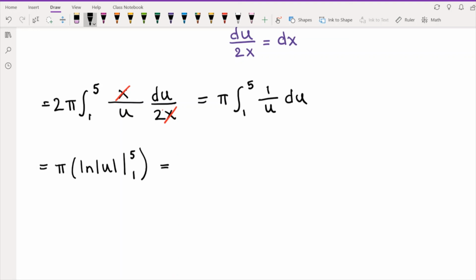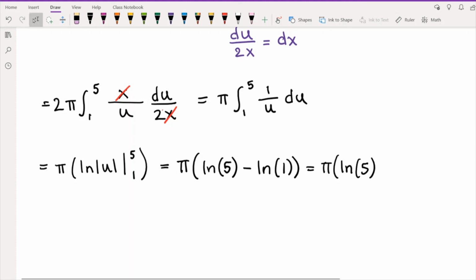So what do we get when we plug these things in? Well, we have pi times ln of 5. We don't need to put the absolute value, because 5 is already positive, minus ln of 1. And so ln of 1 is just equal to 0, right? Because ln of 1 is asking, what power do I need to raise e to get 1? And the answer is 0. And so we're just left with pi times ln of 5. And that's our answer.